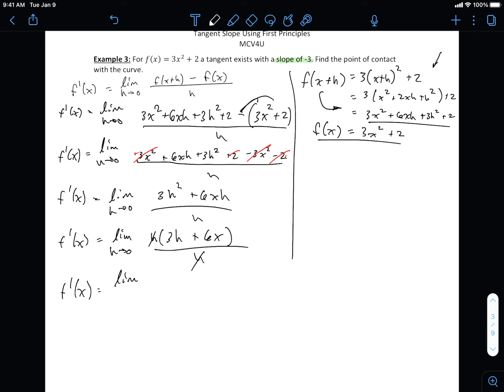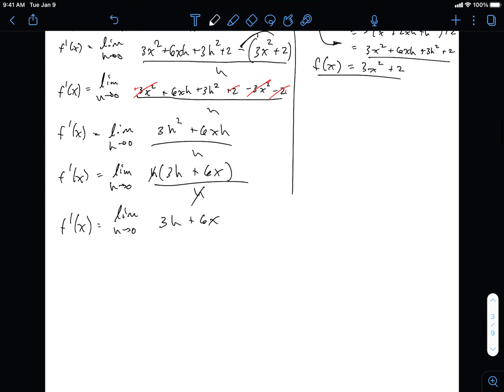The limit as h approaches 0 of 3h plus 6x. Well, what's the derivative? The derivative is what happens when I evaluate when h approaches 0. So f prime of x, here's your equation. This is what's nice about doing it algebraically. You get the equation of the tangent out.